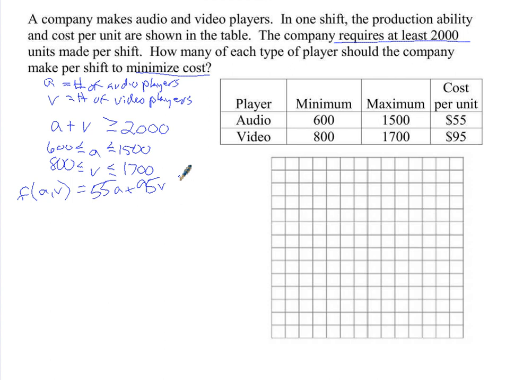Of course, we can't have A or V be negative, but that's taken care of by these two right here, so I don't have to list the trivial ones of 0. Okay? If I separate these out, what this says is A is greater than or equal to 600, A is less than or equal to 1,500, V is greater than or equal to 800, V is less than or equal to 1,700.